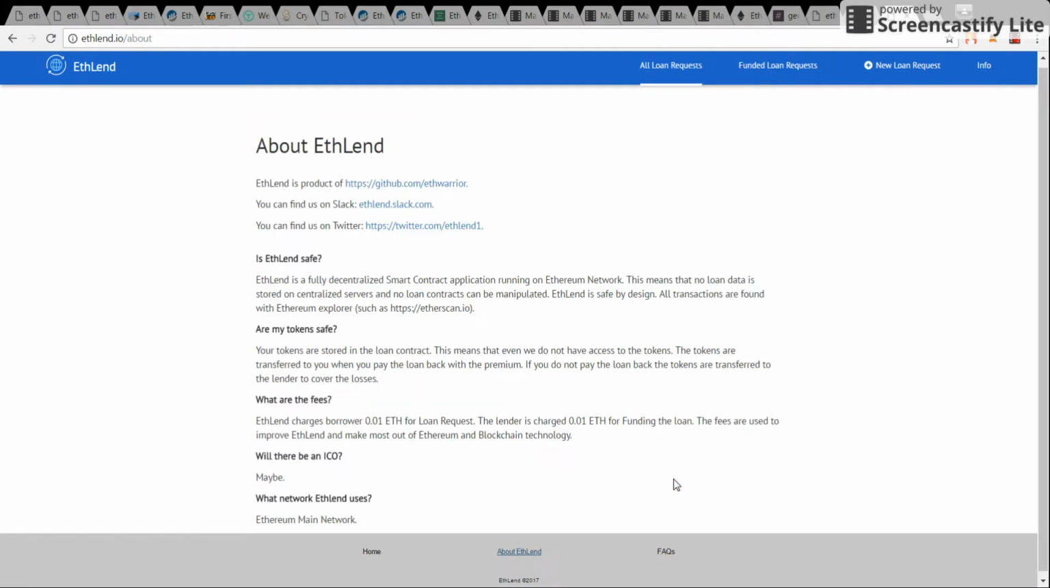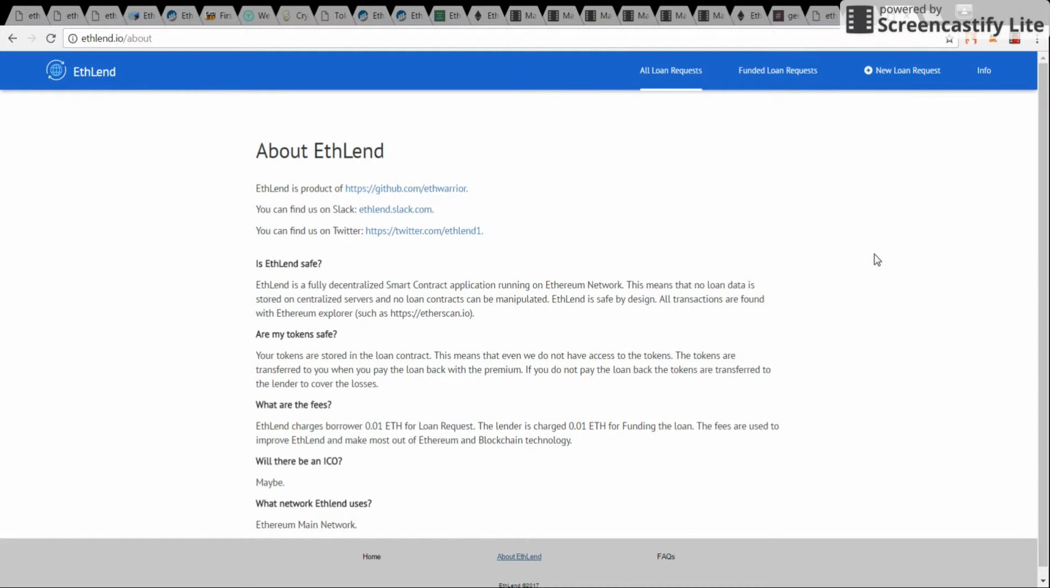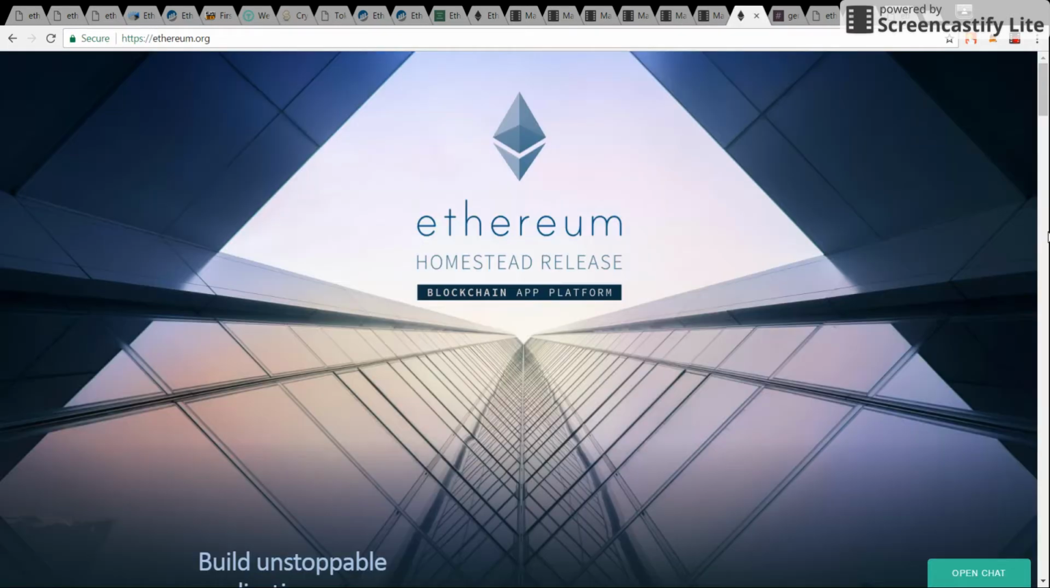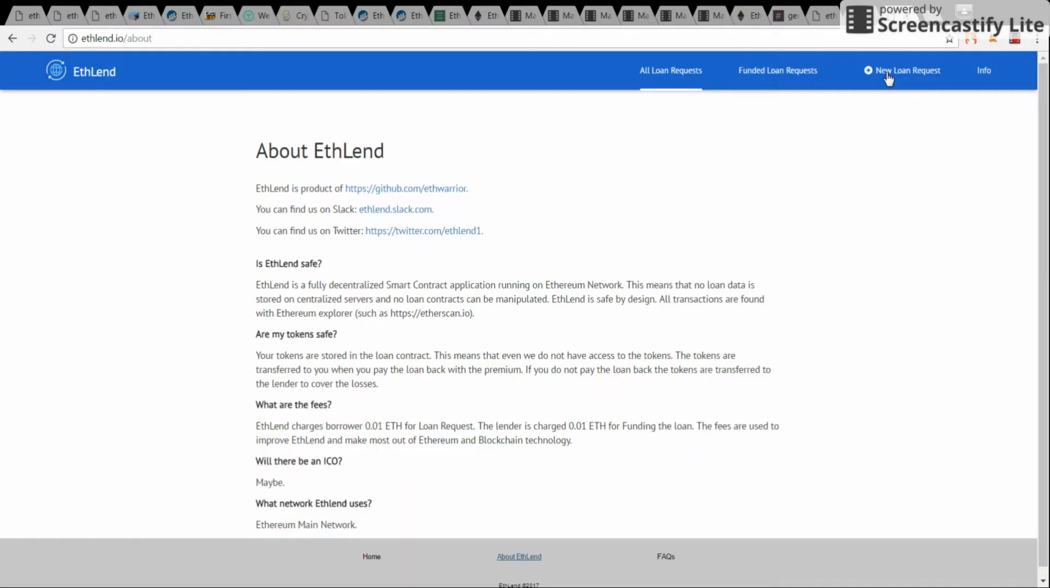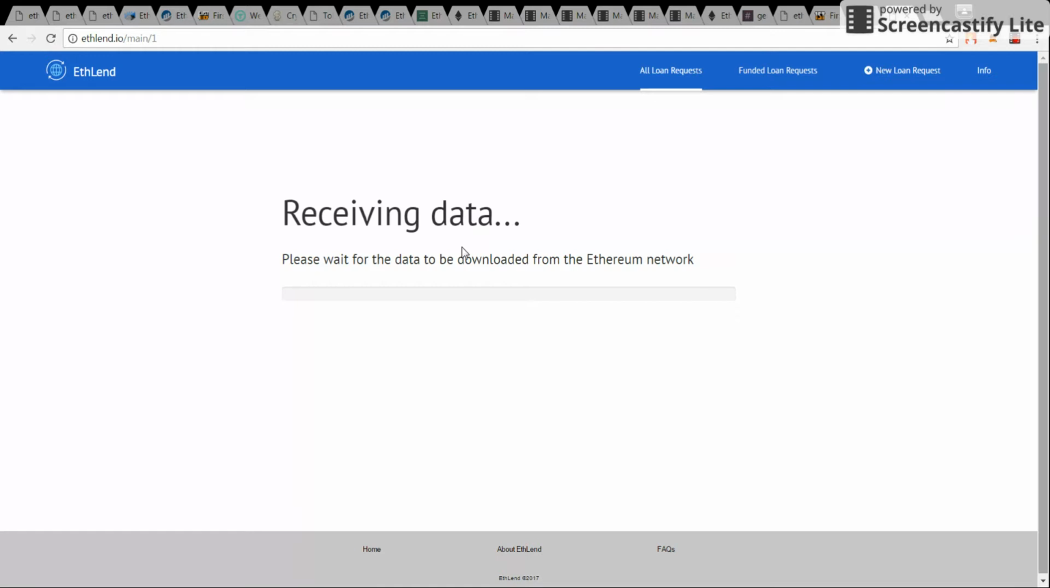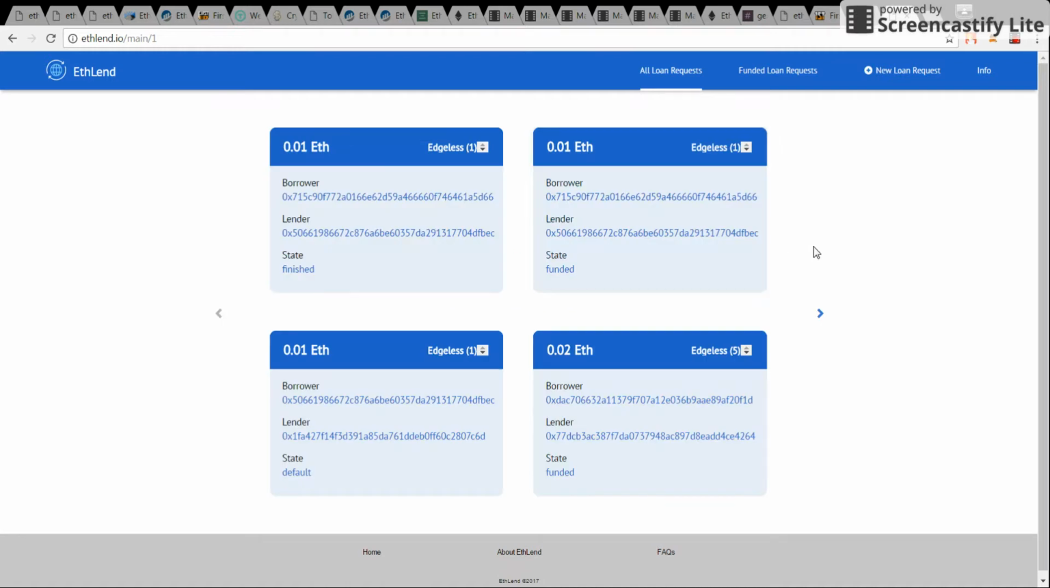Quickly, if we look at the facts here, EthLend is a decentralized application that is built to run on the Ethereum blockchain network. All the data that we use, all the loan agreements, for example, if we go to the main page here, we are connecting to the Ethereum blockchain network and retrieving data from there. And we have here loan agreements, which are actually smart contracts. All this data is retrieved from the blockchain network, which means that it is not stored on our servers.